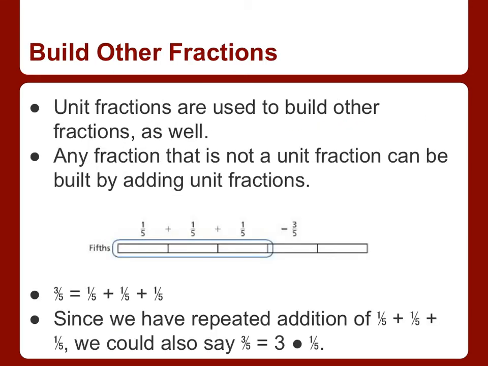You can also use unit fractions to build other fractions. Any fraction that is not a unit fraction can be built by adding unit fractions. Here's an example. If we wanted to build 3/5, we would add 1/5 plus 1/5 plus 1/5. That gives us 3 total fifths. Here's how the equation looks. 3/5 is equal to 1/5 plus 1/5 plus 1/5. Since we have repeated addition of 1/5, we could also say 3/5 is equal to 3 times 1/5.